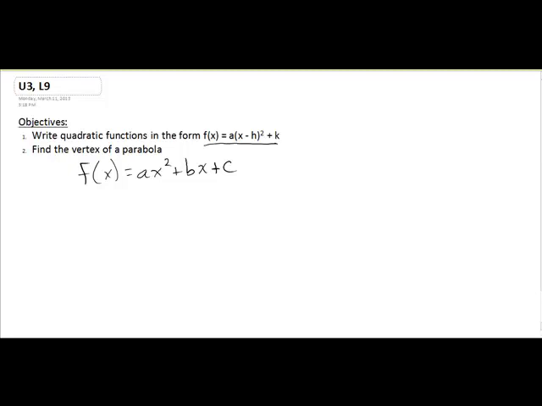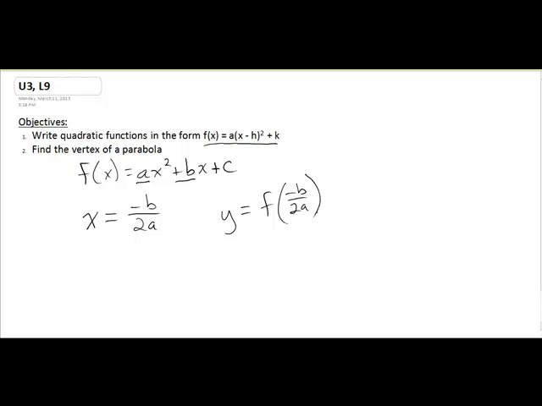There's a formula for the vertex, and it is the x value of the vertex is equal to negative b over 2a. So all we do is we take the negative of this number and then divide it by 2 times this number, and that gives us the x value of our vertex. And then to find the y value, well, we just take that number and plug it in. So we take the function value of negative b over 2a. Let's look at an example of this.